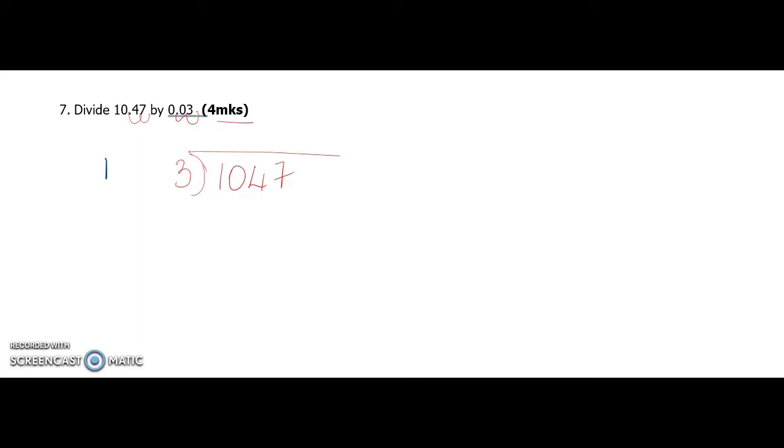the long division method. So 3 into 10 goes 3 times. 3 times 3, that is 9. So you're going to take away 9 from 10. 9 from 10, you're left with 1. You're going to bring down your 4. 3 into 14 goes 4 times. 3 times 4 is 12. We're going to take that away.